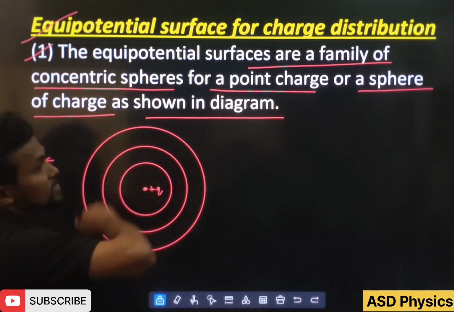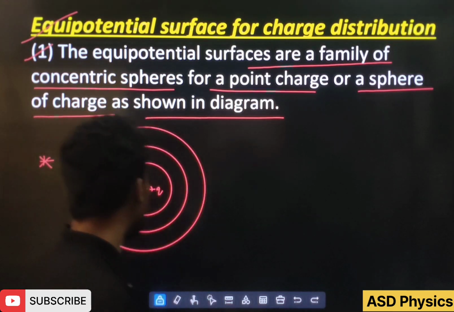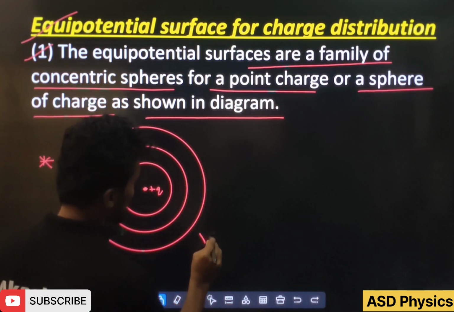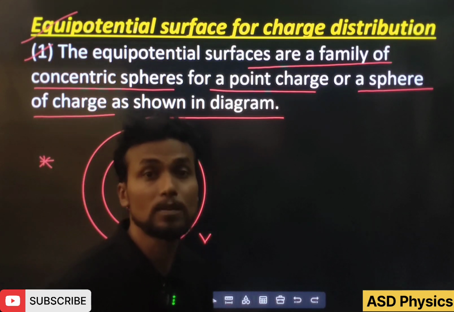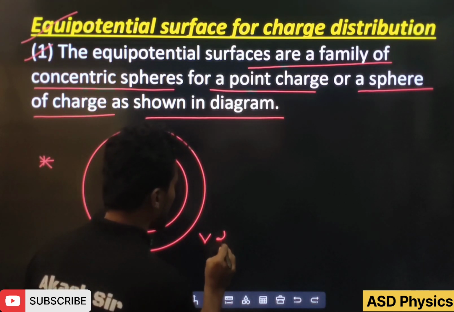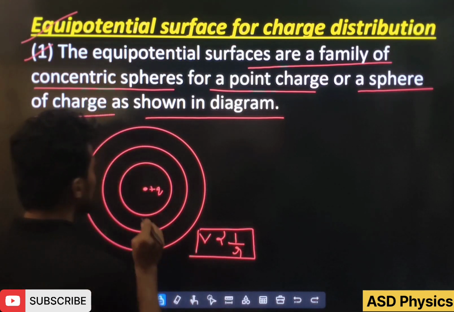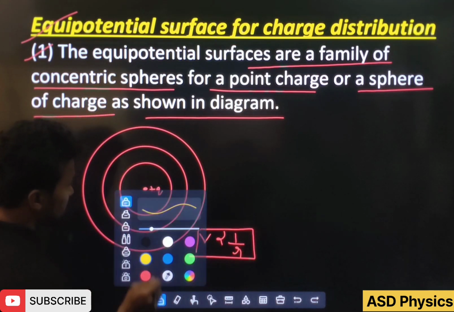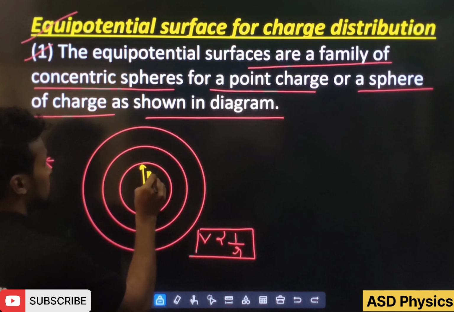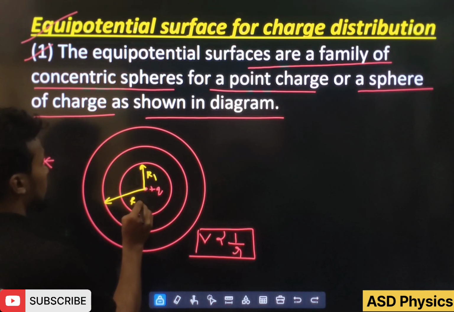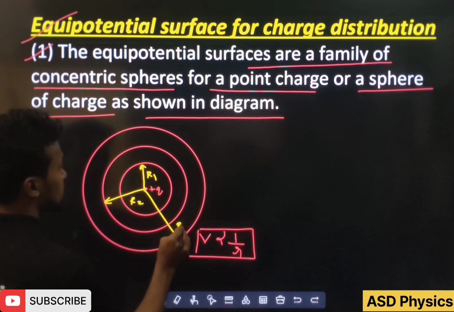These are the equipotential surfaces, because you know very well the formula of the potential. The formula of the potential is 1 by 4 pi epsilon naught into Q by R. That means V is inversely proportional to R. And you know very well, from the charge, this radius is constant here: R1, R2, and this one, R3.